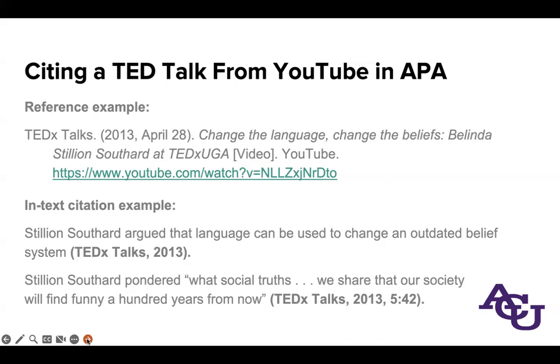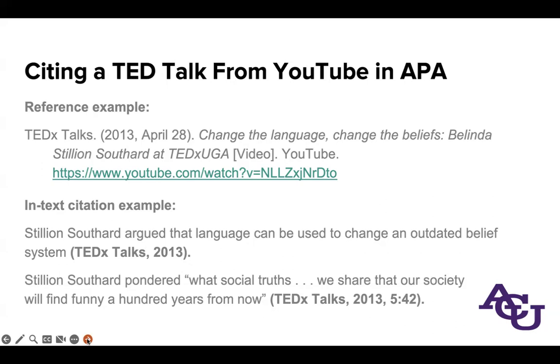After the title, since it's a video, we need to put the word Video, beginning with a capital V, in square brackets. Next, we need to list YouTube as the site of publication. And last, we put the URL beginning with https://. Again, our citations are going to refer to the author and date as listed in the reference.